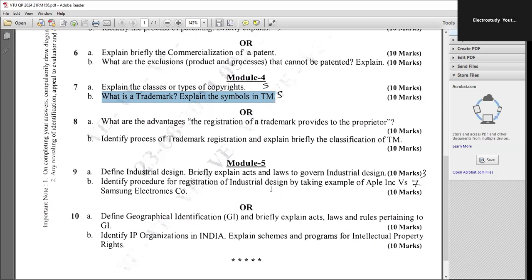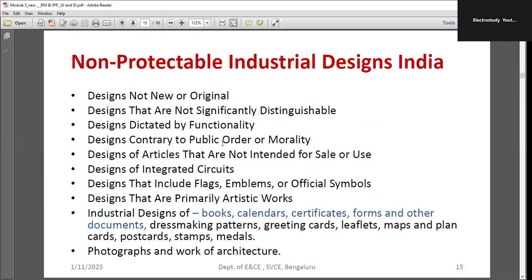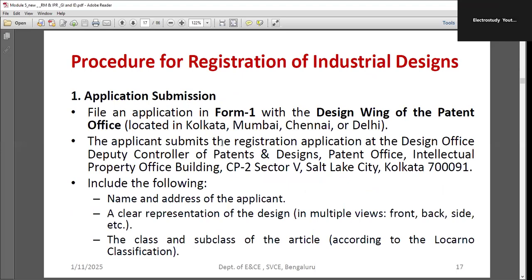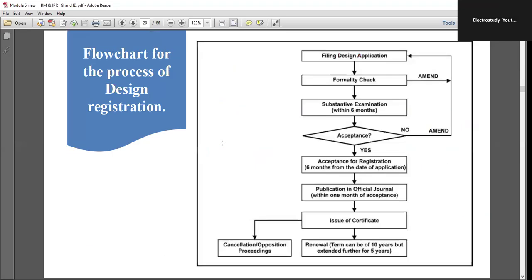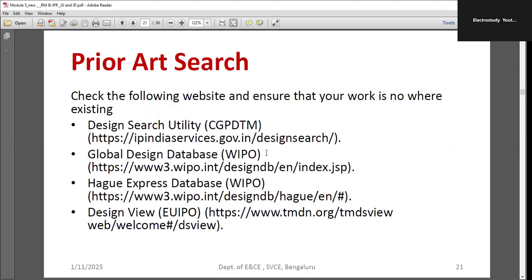So now I'm going to talk about 9B. Okay, let me share the PPT with you so that it will be easy to grasp the content. You can pause my video and note down the important points. So here we are mainly talking about the industrial design procedure. You follow this particular flow chart. That is more than sufficient. Once you draw the flow chart and give the explanation, that is more than enough.